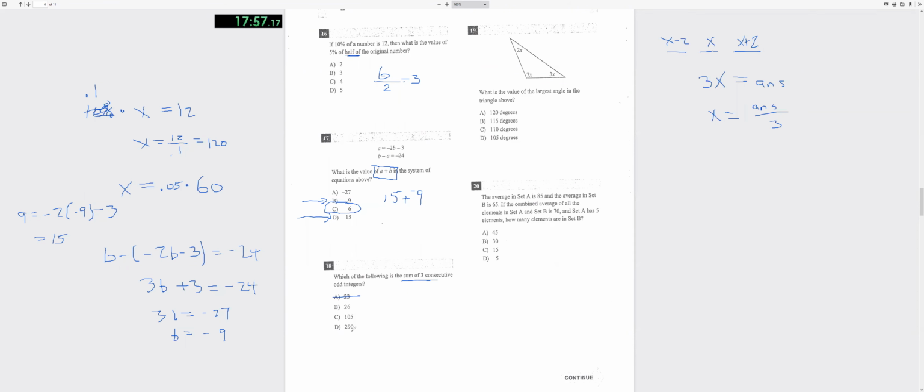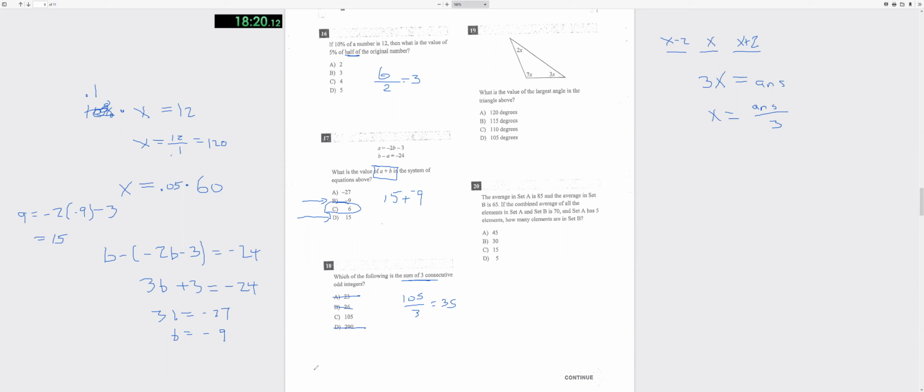23 is not a multiple of 3. 26 is not a multiple of 3. 290 is not a multiple of 3. I know because I know my divisibility tricks for 3. 105, 1 plus 0 plus 5 is 6. So that is divisible by 3, but just for funsies, 105 divided by 3 is 35. So our middle number is 35. The one above it's 37. The one below is 33.